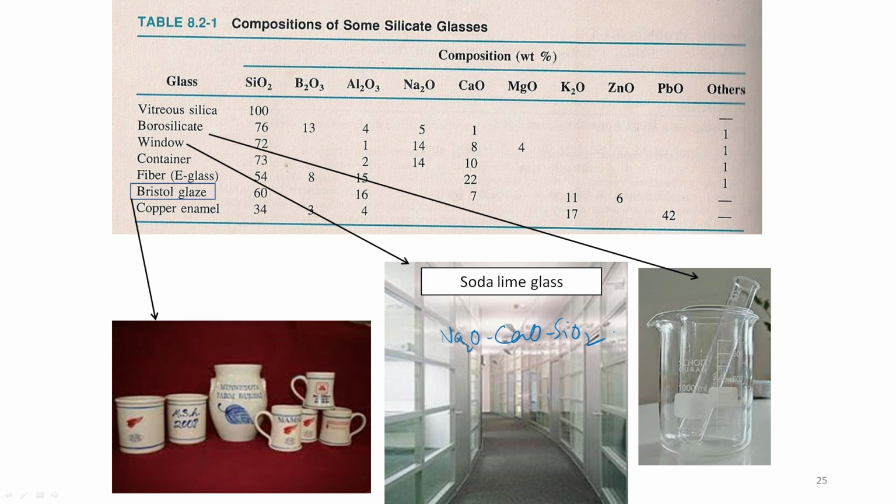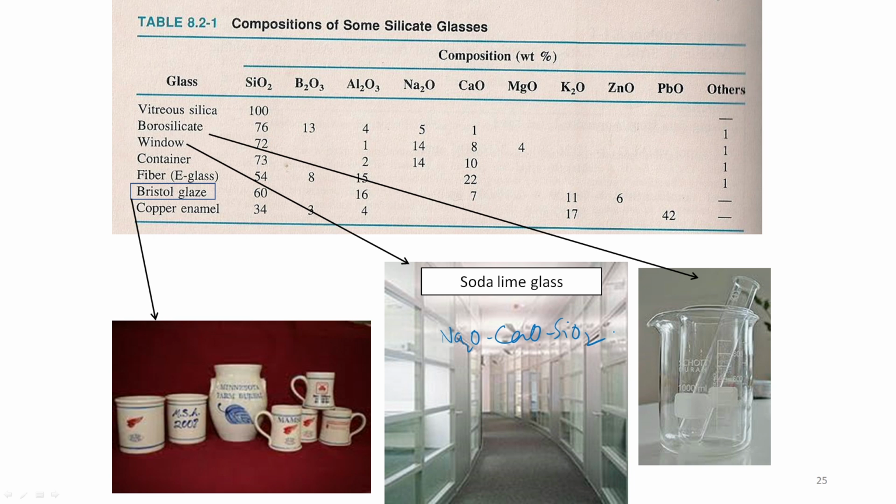And you have also vitreous silica. Vitreous silica is 100% silica, that also can be glass, but that is very rarely used. Normally we use borosilicate glass or window glass. We can also use fiber glass, which is nothing but E glass. There you have fibers inside. So, you see the chemistry is very important.